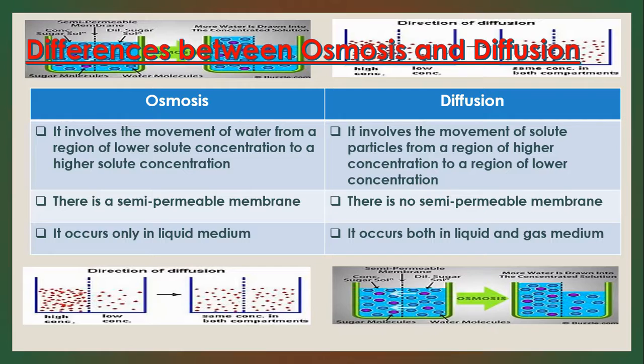Two, there is a semi-permeable membrane in osmosis. So it requires the presence of a semi-permeable membrane. Diffusion, there is no semi-permeable membrane, so it does not require a semi-permeable membrane. Then under osmosis, we are saying it occurs only in liquid medium. Yes, osmosis occurs in only liquid medium, and diffusion occurs both in liquid and gas medium. So that is all under differences.